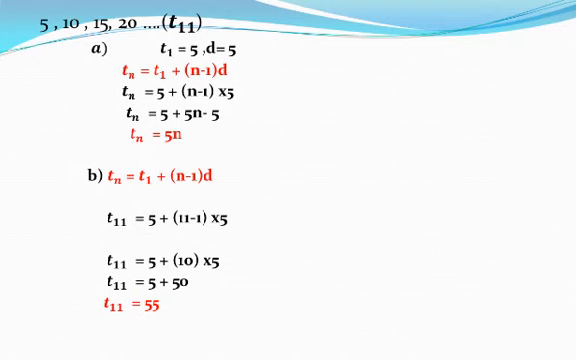So we finish the first question. Now the second question. In the bracket, the term is T11. So Tn equal to T1 plus (n minus 1) times D. So we find out T11. T11 equal to 5 plus (11 minus 1) times 5, because n is 11. So T11 is 5 plus 10 multiplied by 5. So T11 is 5 plus 50. It is 55. We get the answer T11 is 55.